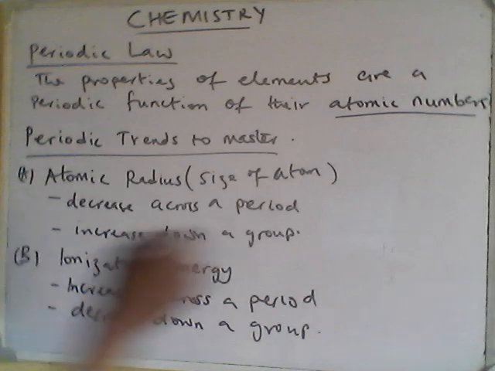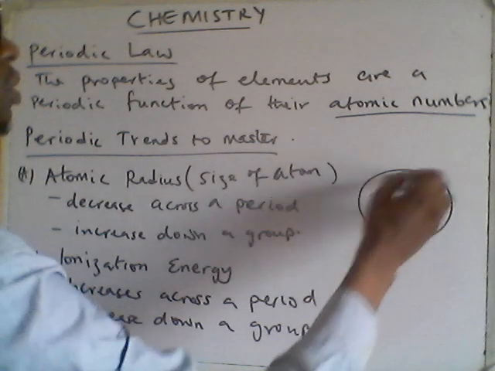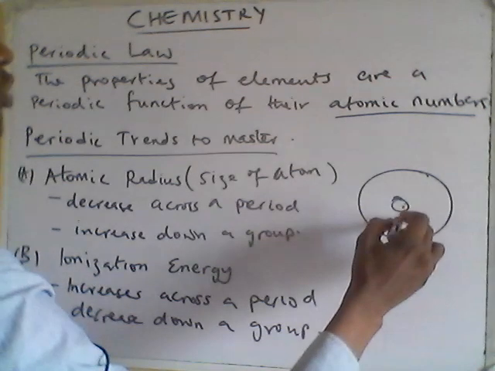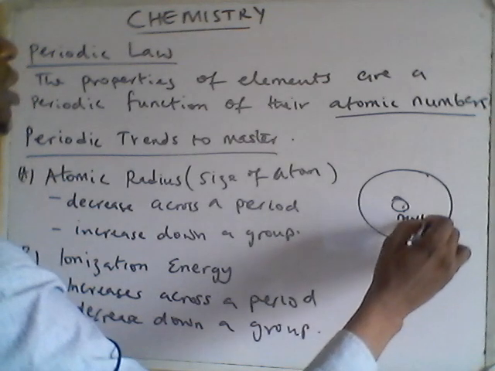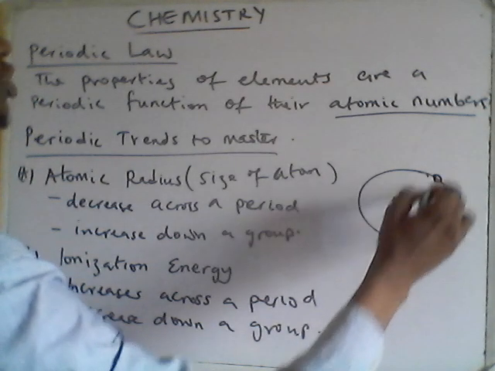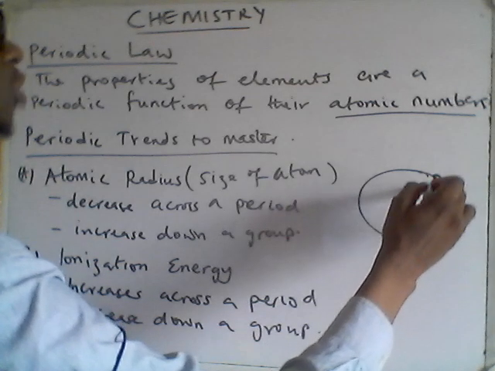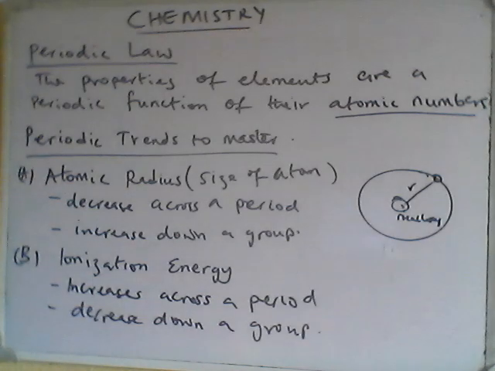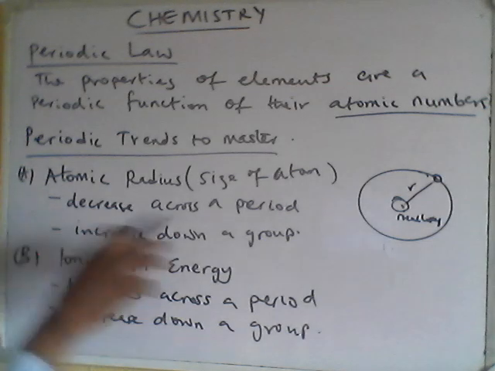Atomic radius is the distance between the central nucleus and the outermost electron. This is the nucleus. I told you that the nucleus has both protons and neutrons inside. And this is the electron. So the distance between the central nucleus and the orbit where the electron is, is the atomic radius. Understand? But the thing is that atomic radius decreases across the period and increases down the group.